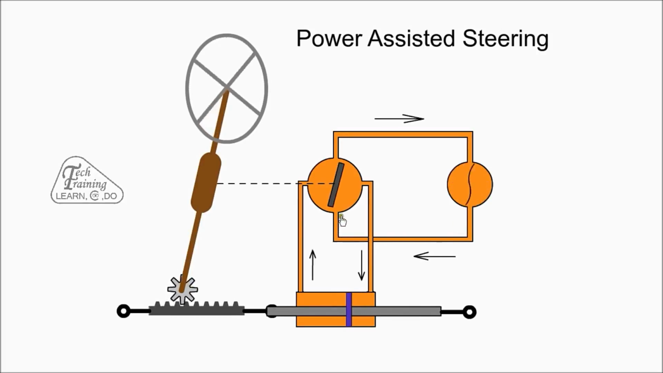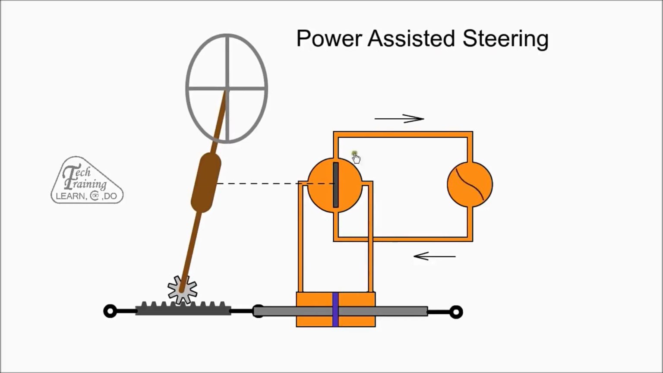Early power steering systems were belt driven by the engine, with the pump speed proportional to engine speed. Often this results in high pump speed when it is not required. It also reduces the power available for the driven wheels.